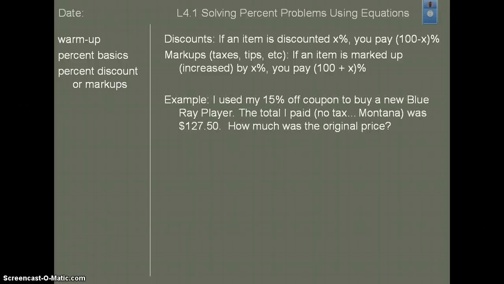Let's take a look at what happens if we have a different unknown quantity, if the result is not what is unknown. If I use my 15% off coupon to buy a new Blu-ray player, the total I paid with no tax, because this is Montana maybe, was $127.50. How much was the original price? In this case, it's the original price that I don't know. But I do know that I'm paying 85% of the original, and that's $127.50.